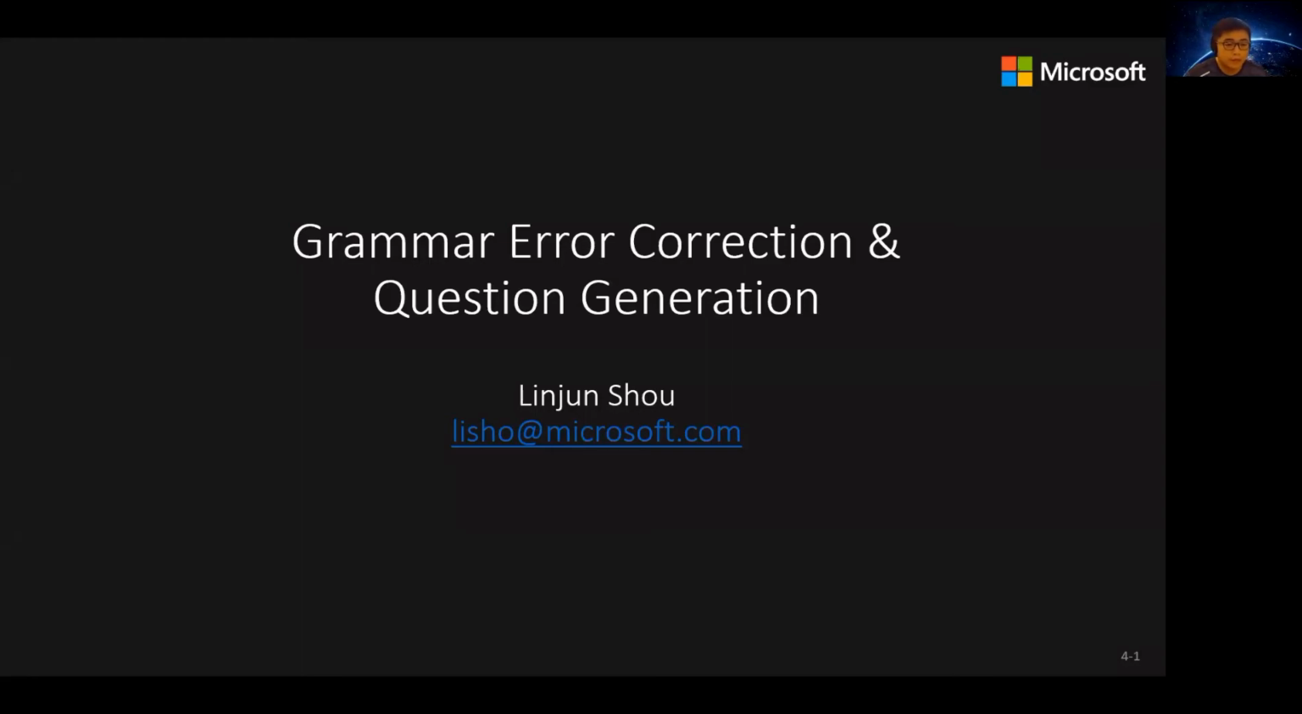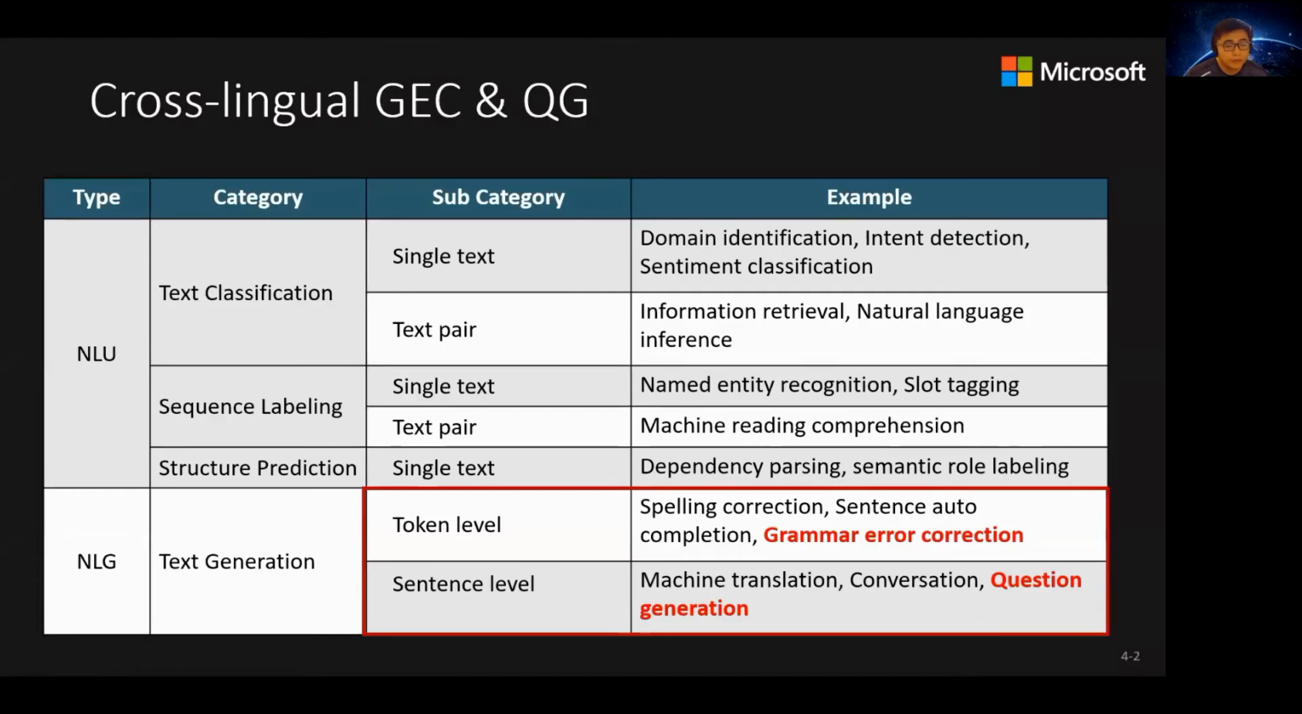Next, I'll take cross-lingual grammar error correction and question generation as applications for language scaling. So referring to the categorization of NLP tasks in Daxin's slides, grammar error correction refers to token-level text generation in natural language generation, while question generation refers to sentence-level text generation in NLG. I'll give the detailed task definitions in later slides.